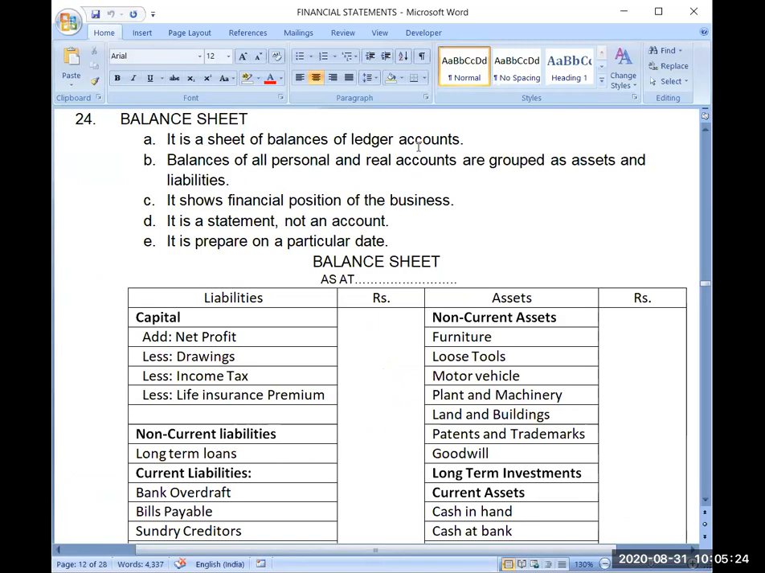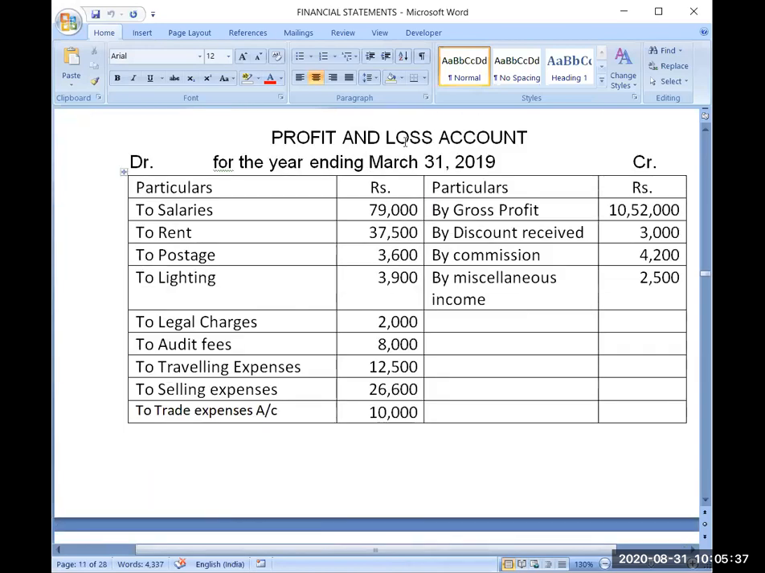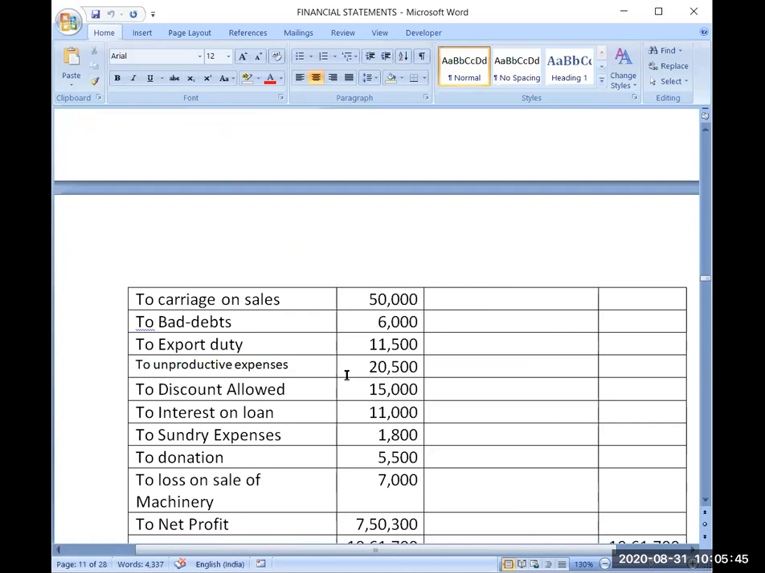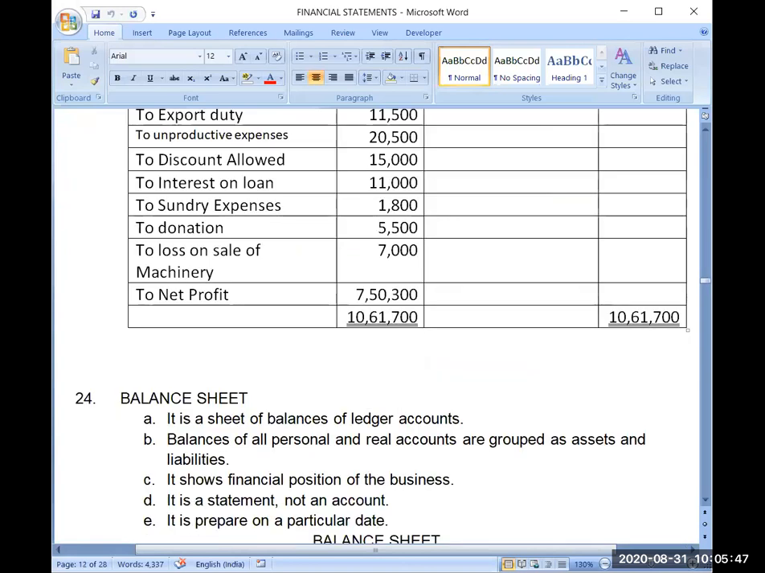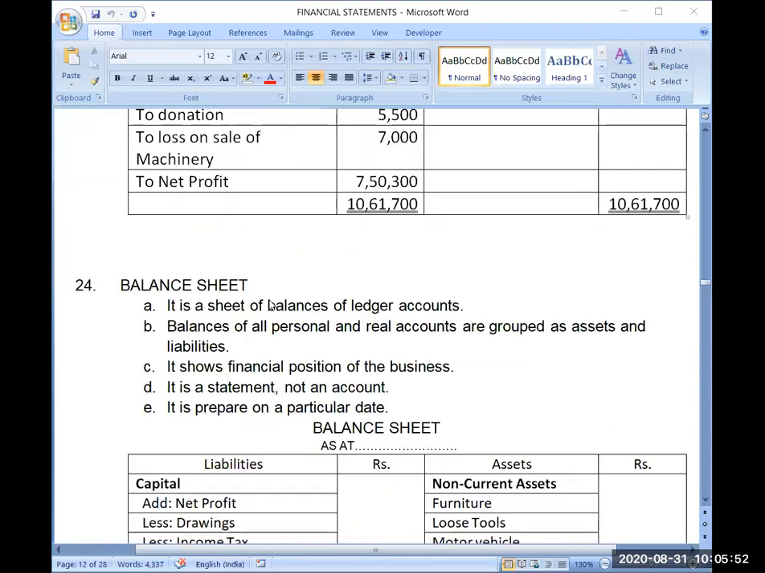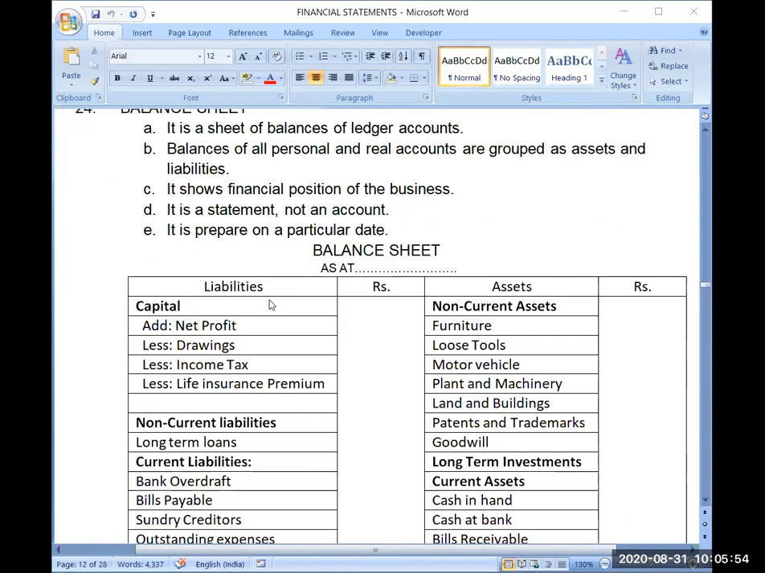And all the assets and liabilities, meaning all the personal accounts and real accounts, are stated as assets and liabilities. Whatever accounts you are writing in the trading and profit and loss account, these all are nominal accounts. These are either your expenses or your incomes. So that's why all nominal accounts come in the trading and profit and loss account, and the rest of the accounts, meaning personal and real accounts, come in the balance sheet.